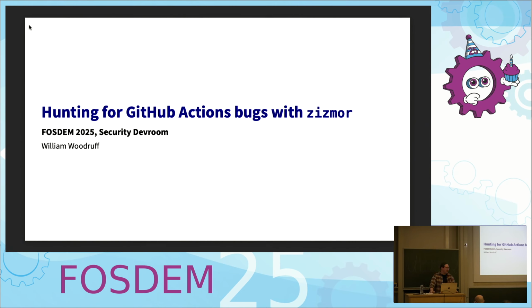Today I want to talk a little bit about a tool that I built a couple months ago called zizmor, and how I've been using it to hunt for GitHub Actions bugs and how you can use it as well.